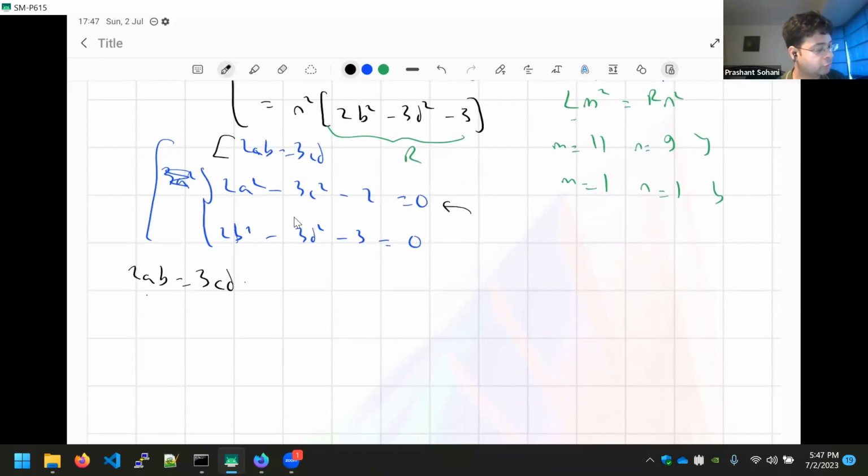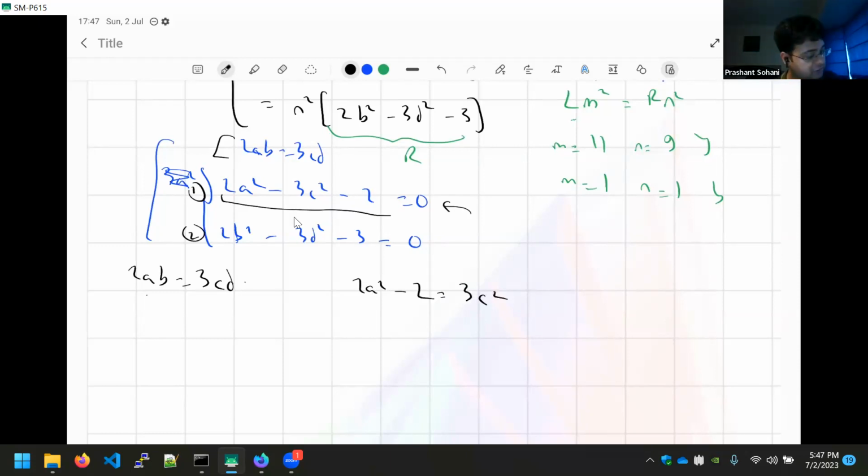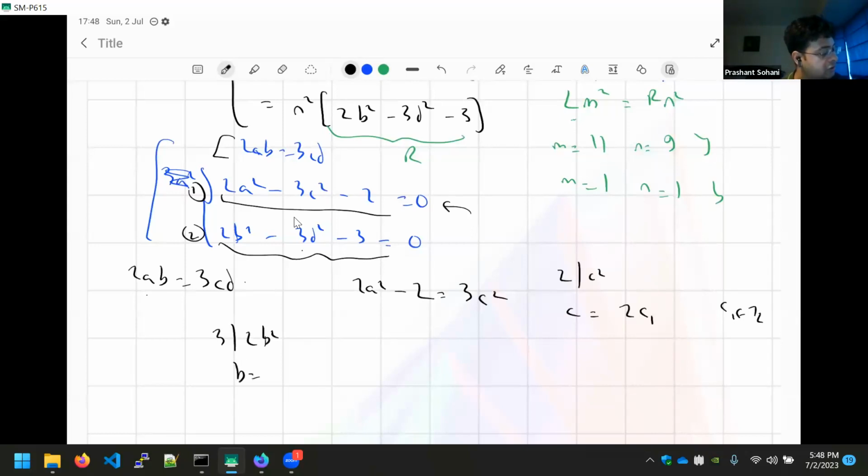If you look at the first equation, I can rewrite that as 2a² - 2 = 3c². Do you see that the LHS is divisible by 2? So 2 divides the RHS, and 2 cannot divide 3, therefore 2 divides c². In other words, c is even, so c will be 2 times c1 for some integer c1. Similarly, from the second equation, 3 divides all the terms except 2b², so 3 has to divide 2b², and so I can write b as 3 times b1.